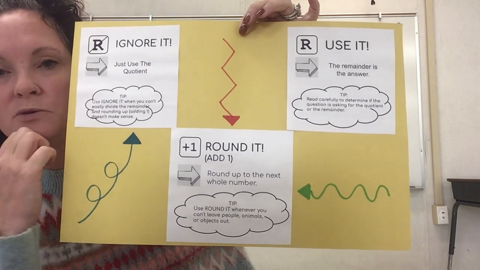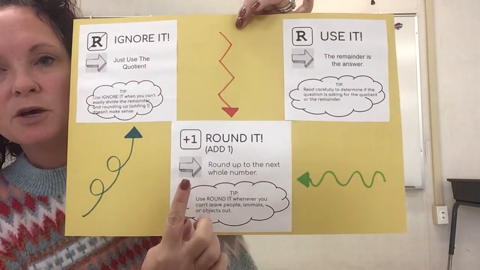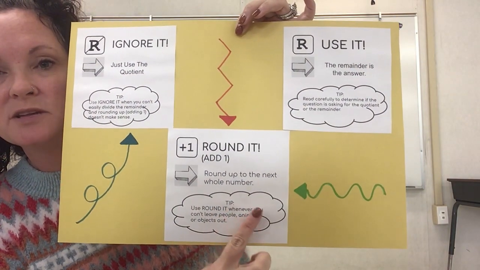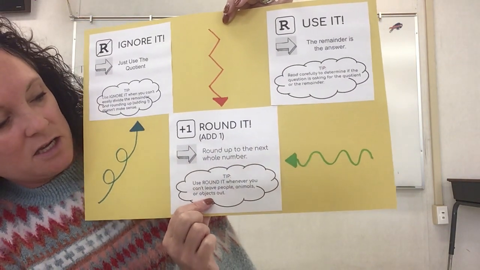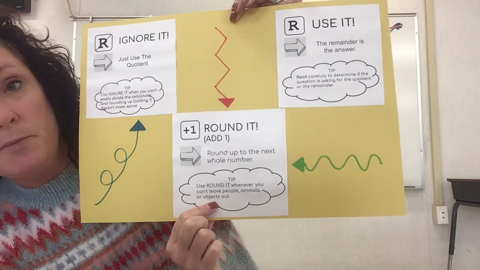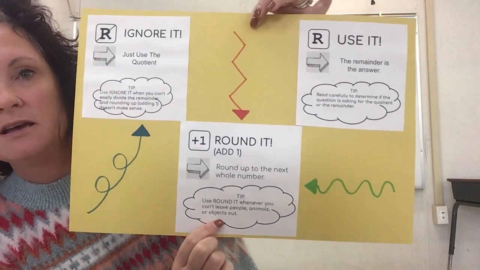Round it means add one to your quotient to get your answer. So round up, add to the next whole number. Pro tip, use round it when you can't leave people, animals, or places out, okay?